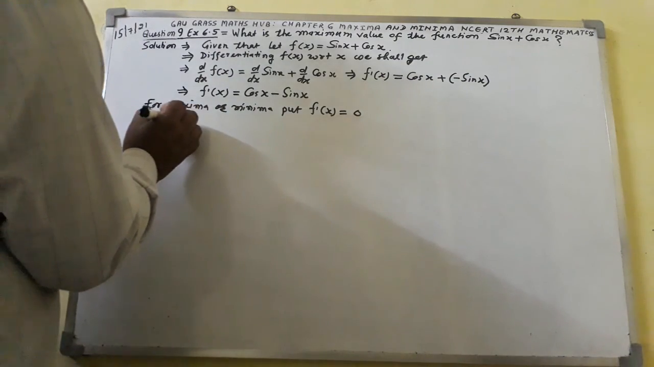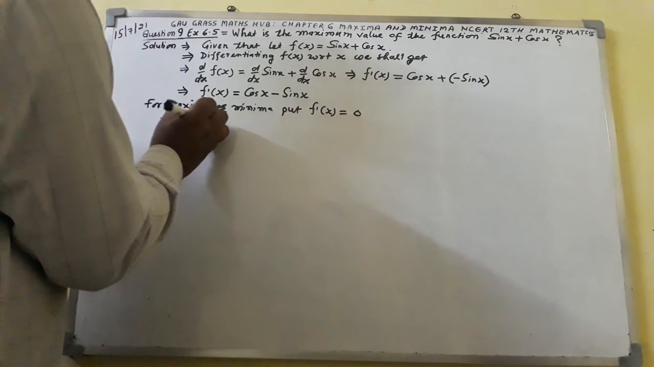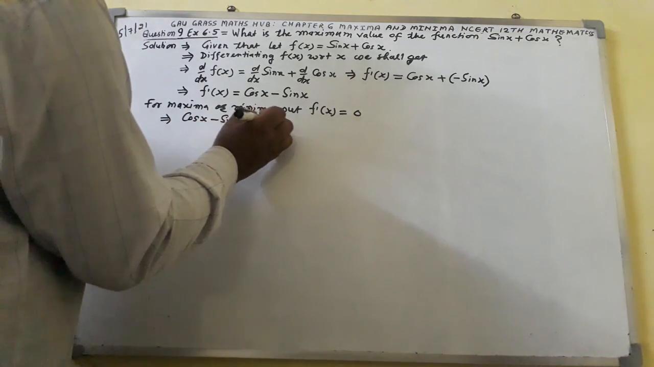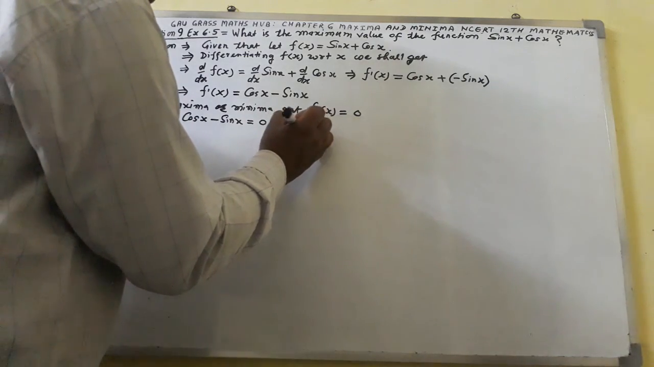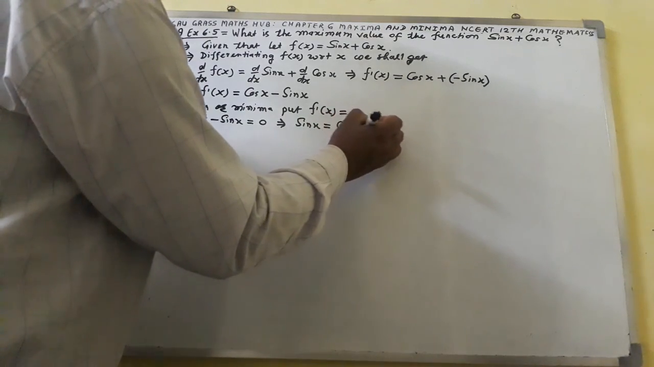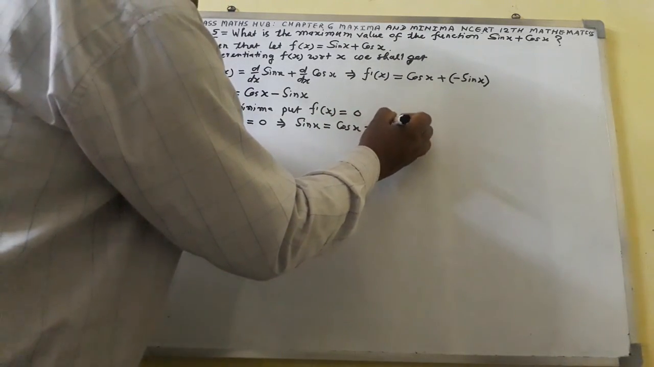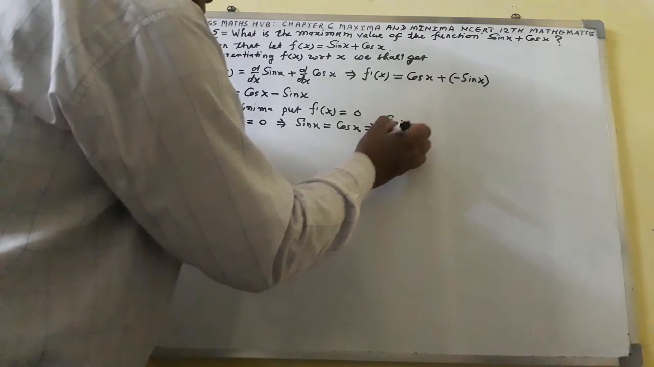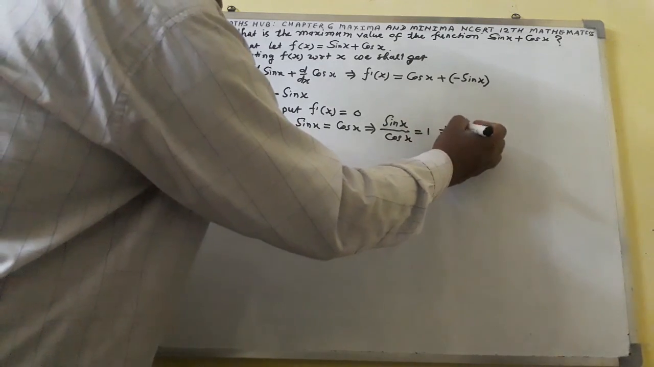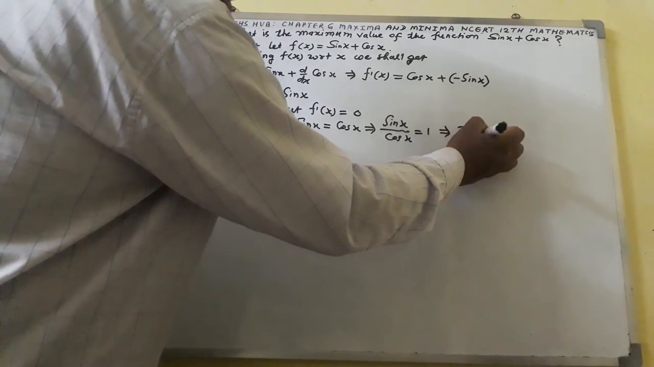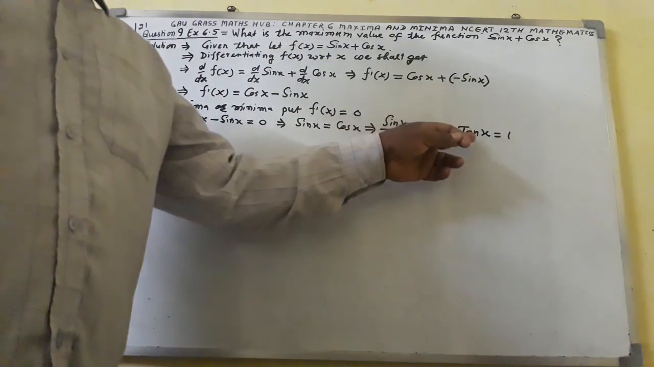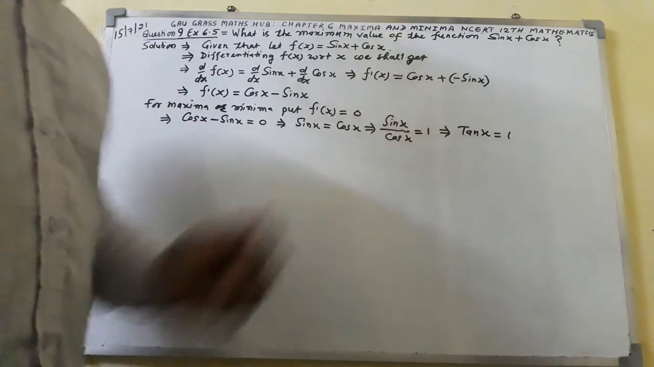So here we shall get cos x minus sin x equal to 0, implying sin x equal to cos x, implying sin x over cos x equal to 1, implying tan x equal to 1. Sin x over cos x is tan x, which becomes equal to 1.